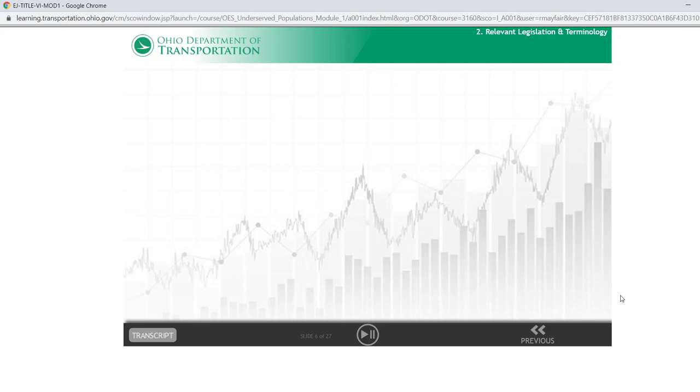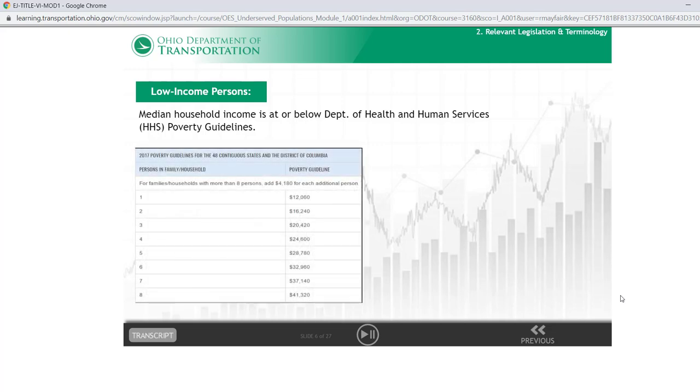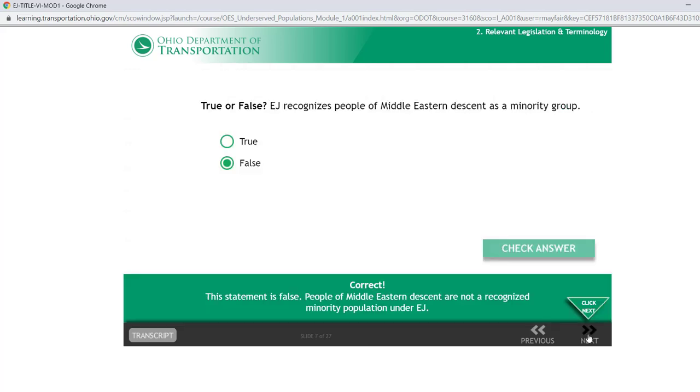For EJ, low income refers to a median household income that is at or below the Department of Health and Human Services poverty guidelines. In 2017, a 4-person household met low-income criteria if its total combined income was $24,600 or less. The chart below depicts other household sizes and income levels for the same year. The Department of Health and Human Services revises the poverty guidelines annually and publishes them online.